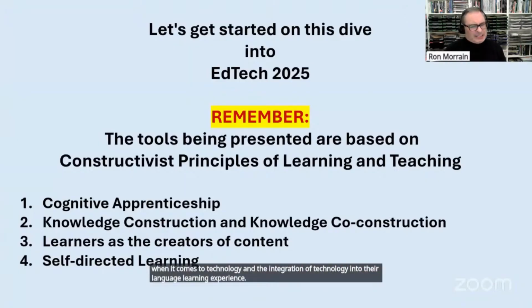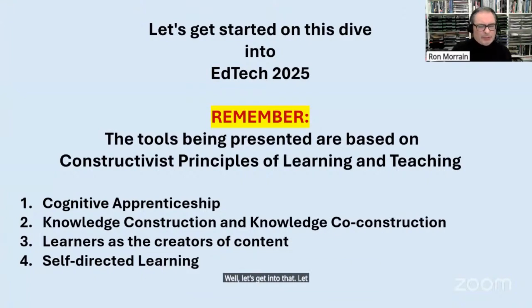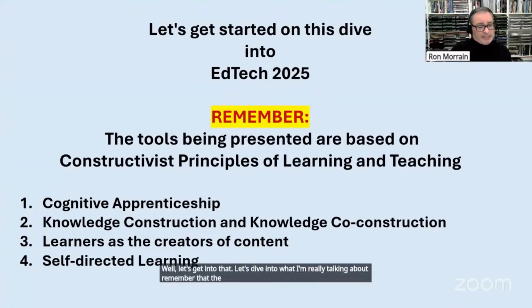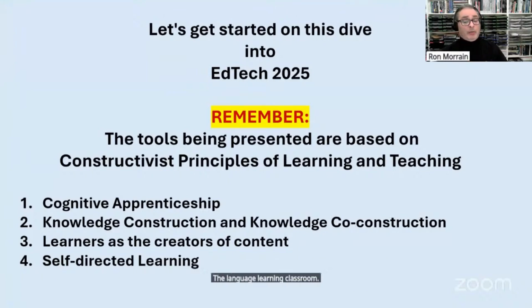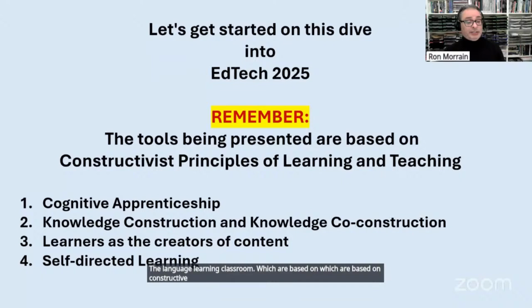Well, let's get into that. Let's dive into what I'm really talking about. Remember that the tools that I'm presenting here are based on my personal experience as a constructivist teacher in the language learning classroom, which are based on constructivist principles of learning and teaching. One more time: cognitive apprenticeship, knowledge construction and knowledge co-construction, learners as the creators of content, and self-directed learning.